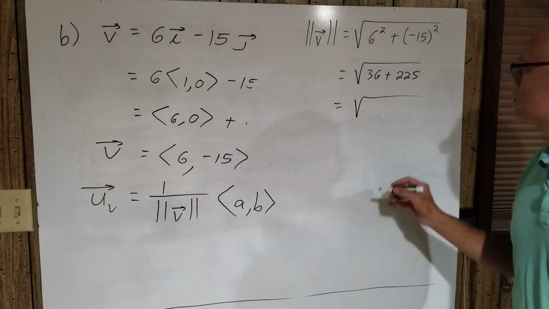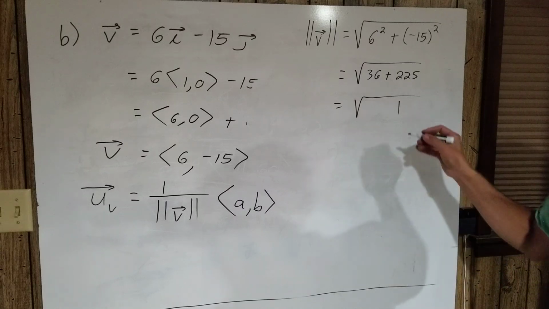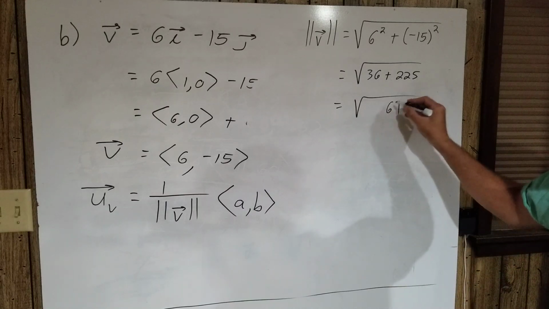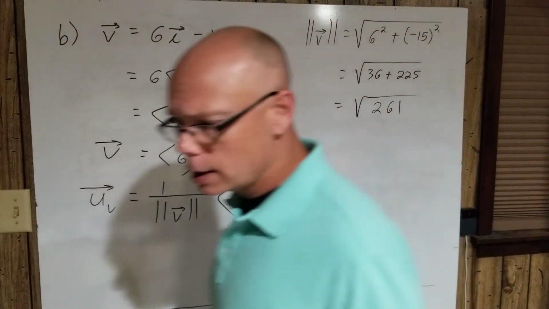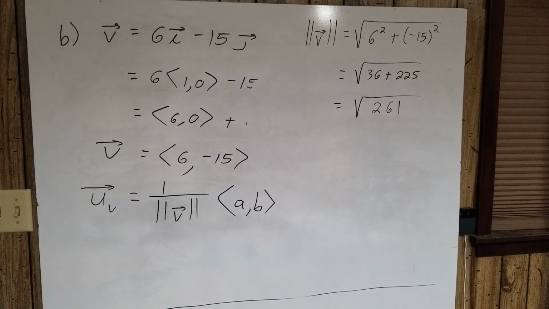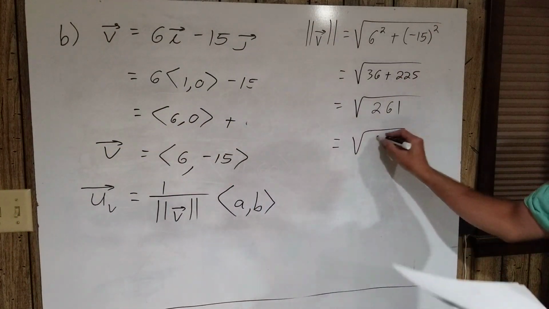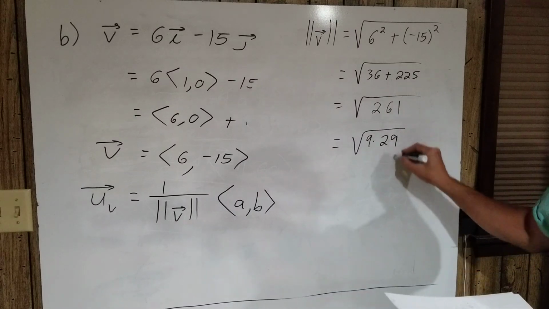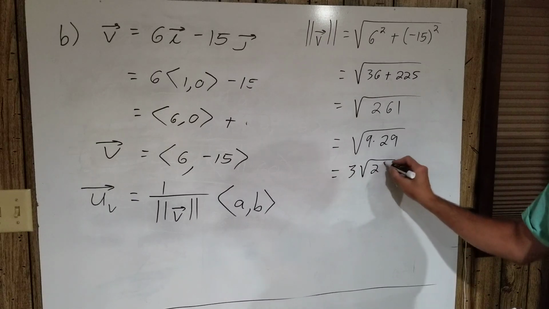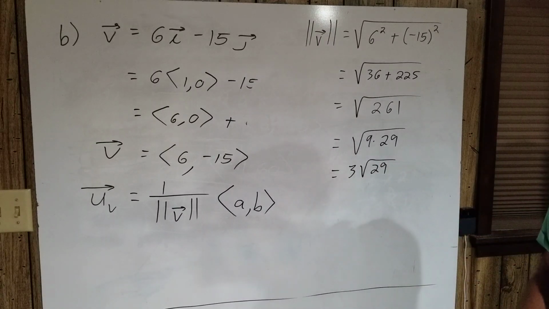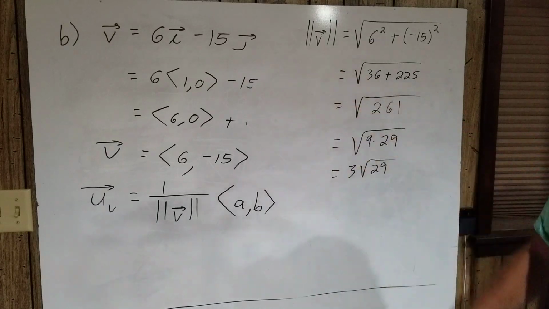So if I add these, what do I get? I get a 1 at the end, 6 there, and then 261. Now, instead of boring y'all with the details of how to simplify this, I did this earlier, and I got that the square root of 261 is the square root of 9 times 29. The square root of 9 comes out as 3, and then 29 stays under the radical. So what is this number? That's the magnitude of vector v, right?